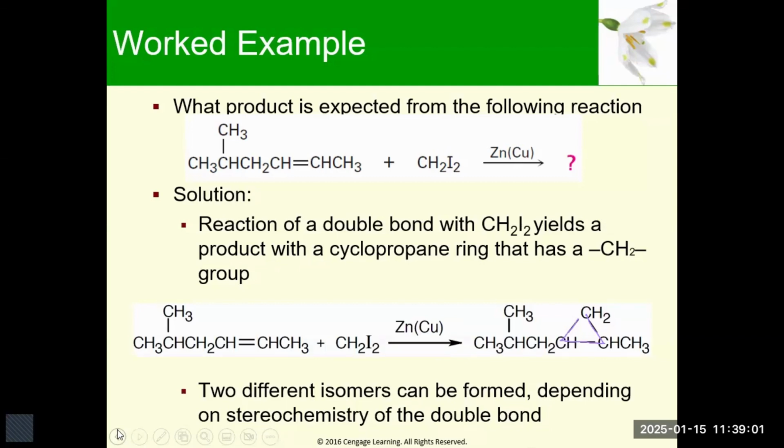Now, it's important to show, because it's not showing whether it's cis or trans in this structure, that two different isomers can be formed because it's based on the stereochemistry of the double bond, as I mentioned before. And so in this case, you can have two stereoisomers.